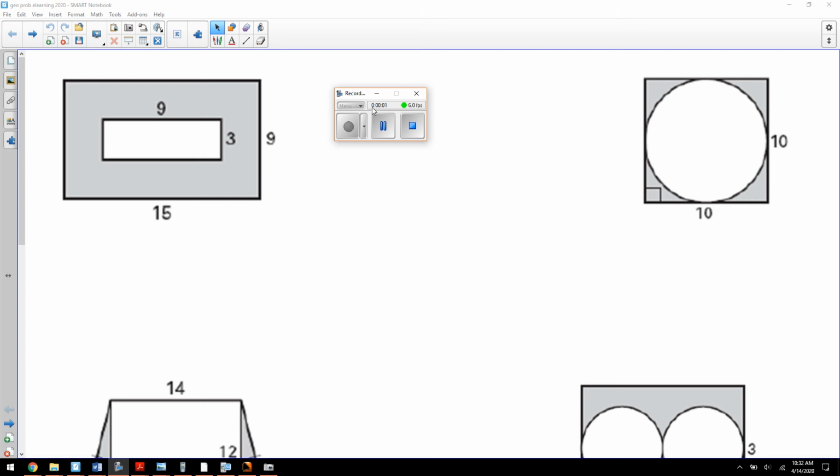Hello, ladies and gentlemen. I'm seeing a bunch of quick errors right off the bat when you're trying to do the geometric probability on the first couple of questions. Remember, when you're trying to find geometric probability, you're trying to find the area of the shaded region divided by the total area.